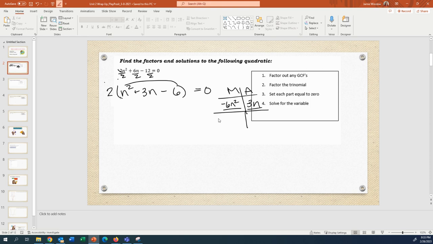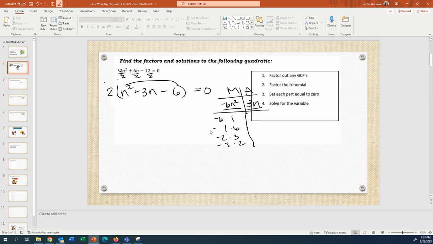6 is negative 6 times 1, negative 1 times 6, and then negative 2 times 3, and negative 3 times 2. So it looks like none of these add up to give us positive 3. So we can't go any further.